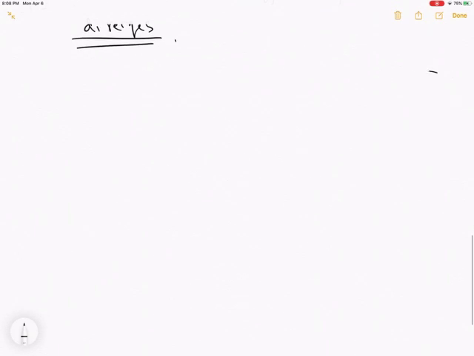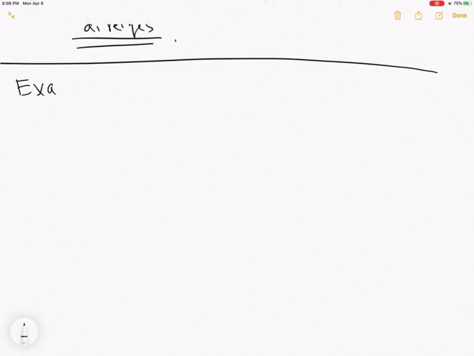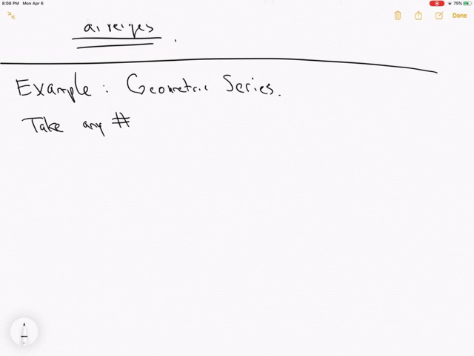Okay, so the example that I want to talk about is the geometric series, just to give you all the formality. So remember, how is this defined? You take any number, say r, and then you consider the sequence of all its powers, and you take the series of that.